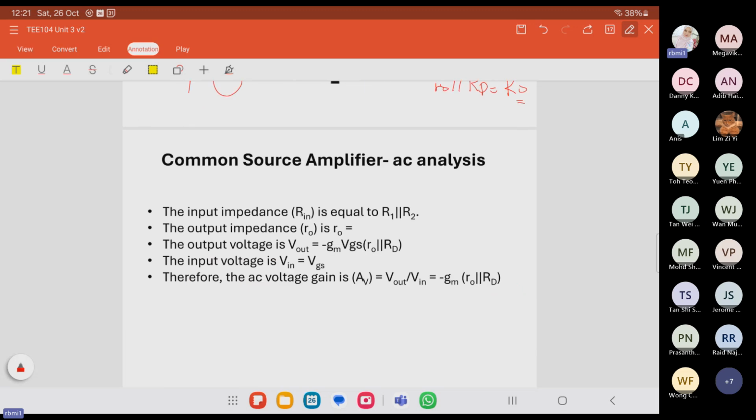Just now I mentioned R in is equal to R1 parallel R2. R naught is small r naught parallel with the RD. V out is the current source in the opposite direction multiplied with the R out. And then V in is equal to VGS. AV equals V out over V in. So we have the voltage gain here.